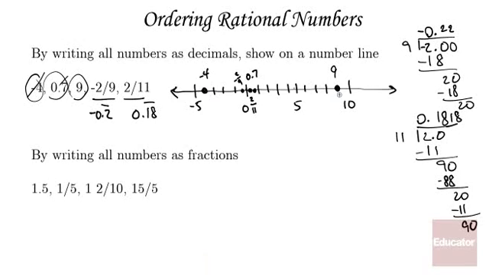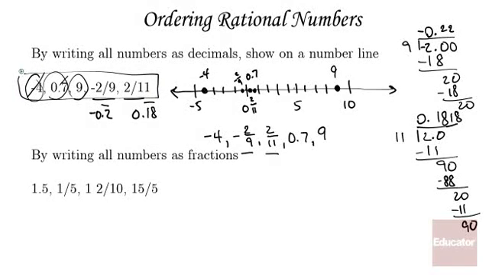By lining them up on the number line, it's very easy to see which one is the smallest, -4. Next, we come to -2/9. Next, we go to 2 over 11ths, then 0.7, and lastly 9. Notice that I am putting the fractions back in their original form, keeping them as fractions, since the problem asked me to write these numbers in order.